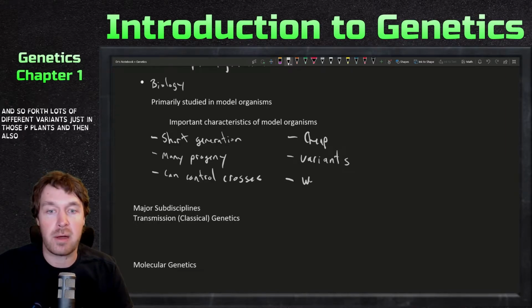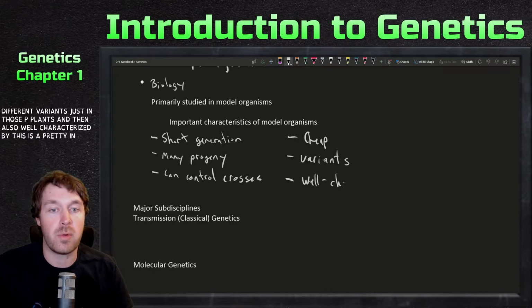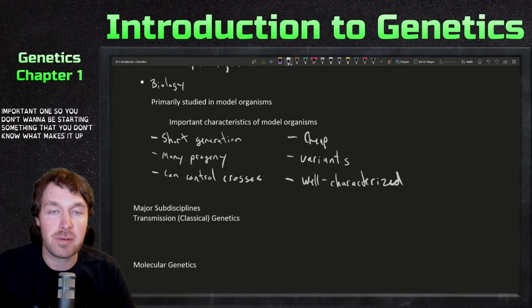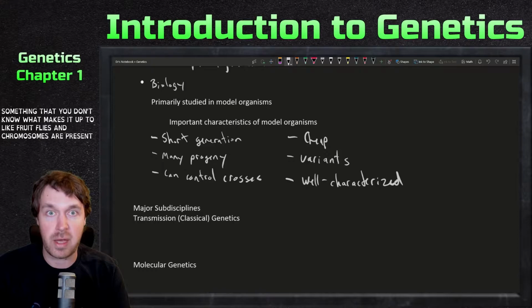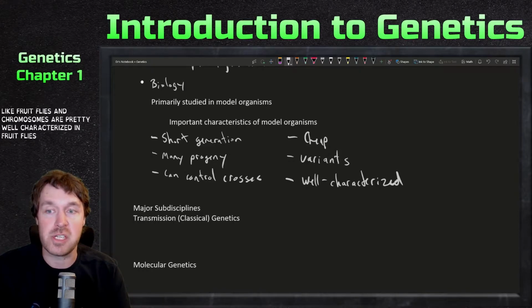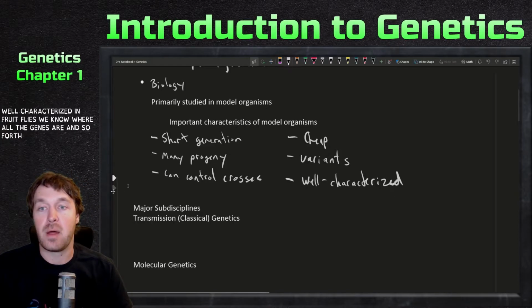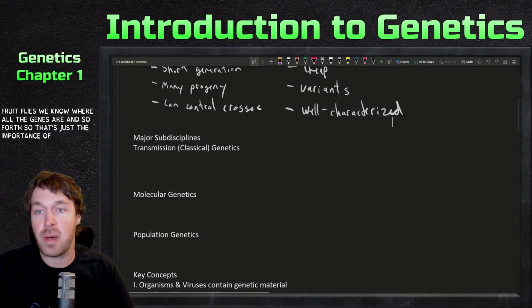And then also well characterized. This is a pretty important one. You don't want to be studying something that you don't know what makes it up. Like fruit flies, chromosomes are pretty well characterized in fruit flies. We know where all the genes are and so forth. All right, so that's just the importance of model organisms.